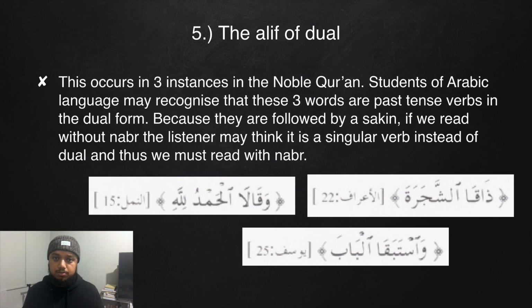For the fifth circumstance in which we do nabr, as I've stated, it is easier just to remember the specific words or the specific instance as opposed to remembering the rule, because it is easier that way. From a perspective of ease, it is easier just to remember that in ayah number 22 of Surah Al-A'raf and ayah number 15 of Surah Al-Naml and ayah number 25 of Surah Yusuf, we have nabr. ذَاقَ الشَّجَرَةِ, وَقَالَ الْحَمْدُ لِلَّهِ and وَاسْتَبَقَ الْبَابِ. In these three words we do nabr in order to show that they are dual verbs and not singular.